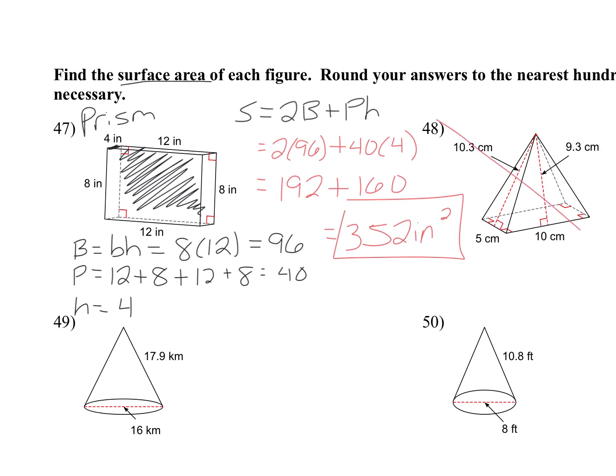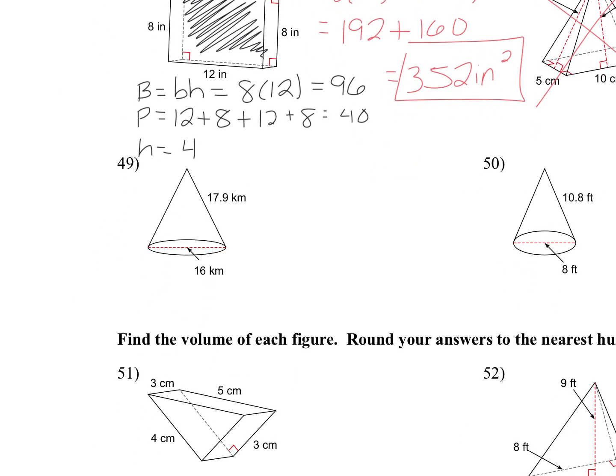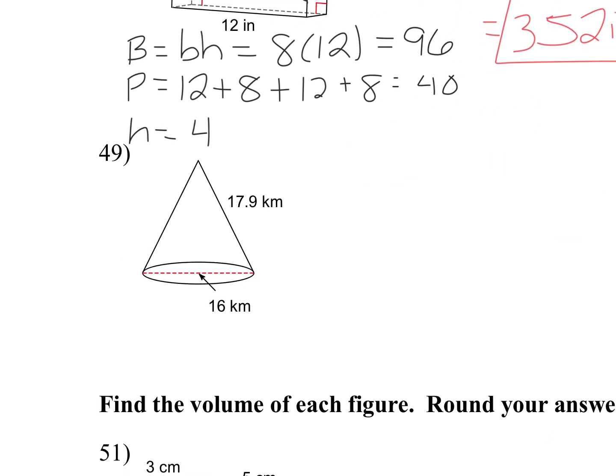Okay, skip number 48. That one looks a little different than what we were used to. Questions about number 47? Okay, 49, what's the shape of 49? A cone. So we're finding surface area of a cone. That formula is pi r times r plus L.